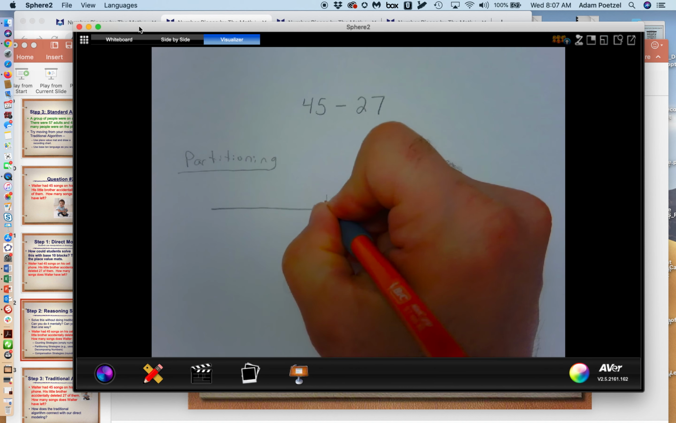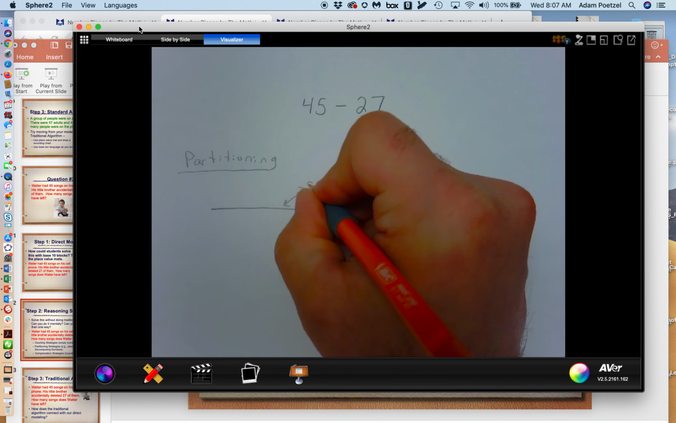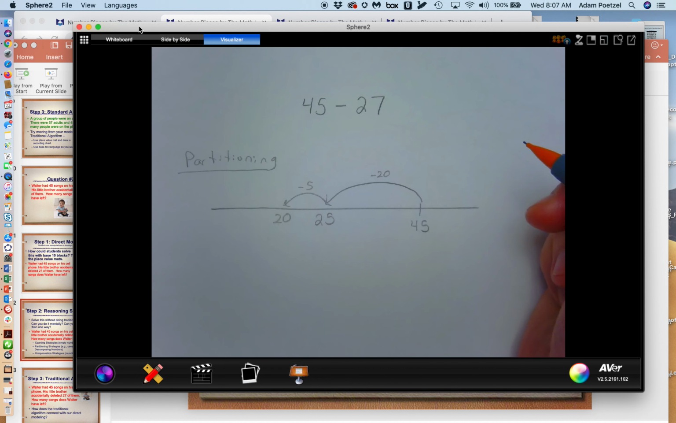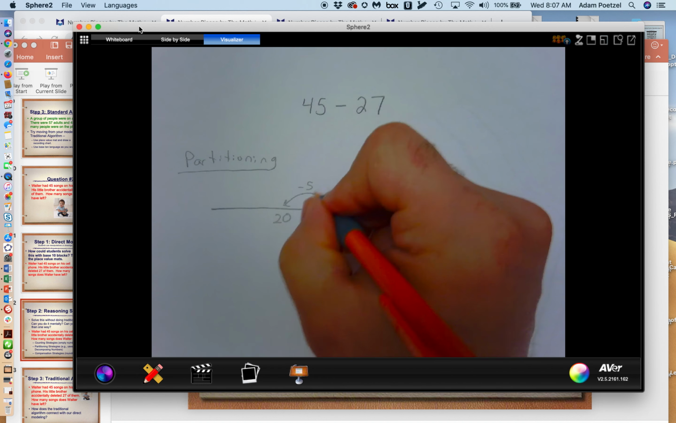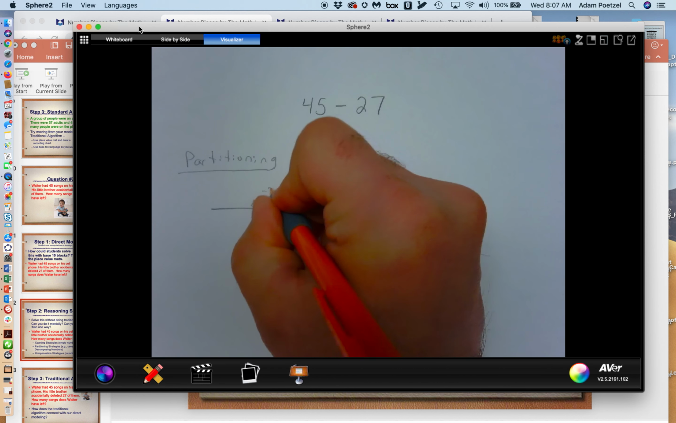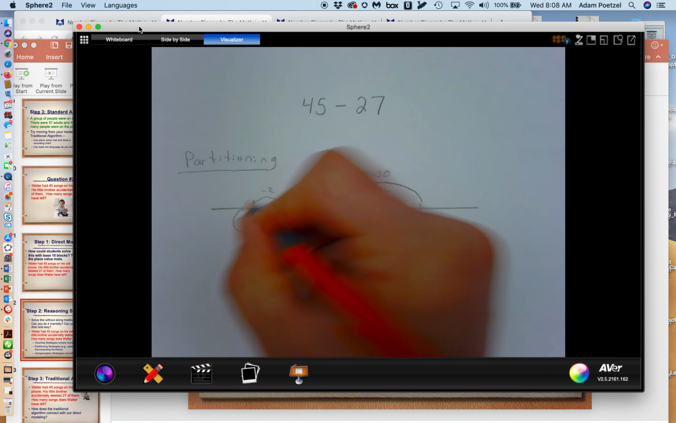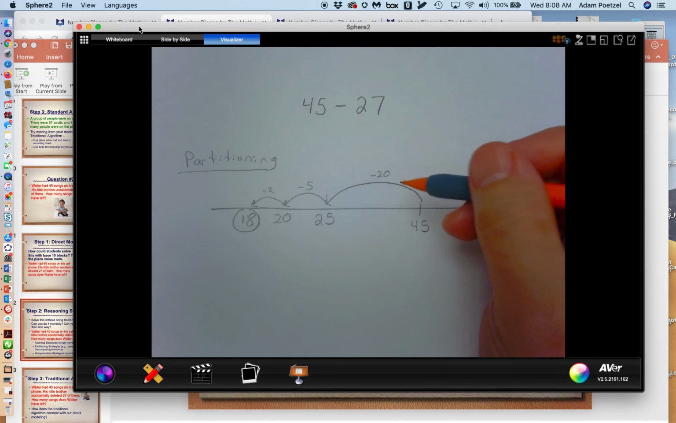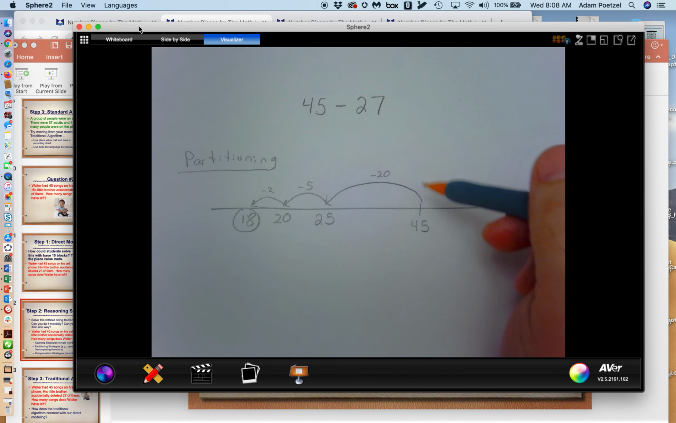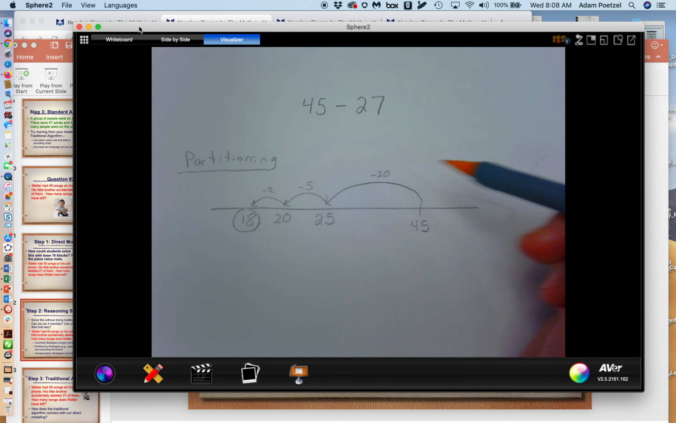I could even break that 7 up into 5, so I know I could take away 5, and that would get me to 20. And I still have, let's see, 2 more to take away, and that would get me down to 18. And I always like to circle the answer there on the bottom. So again, it's very flexible. There's lots of ways we could have broken it up and partitioned it, but here we see going back to 18.